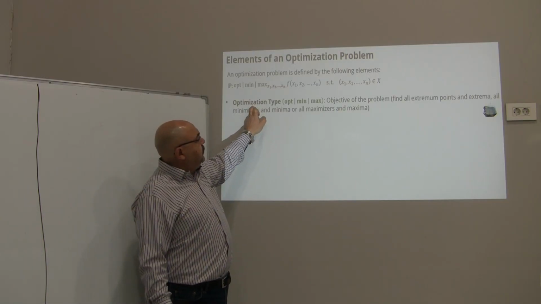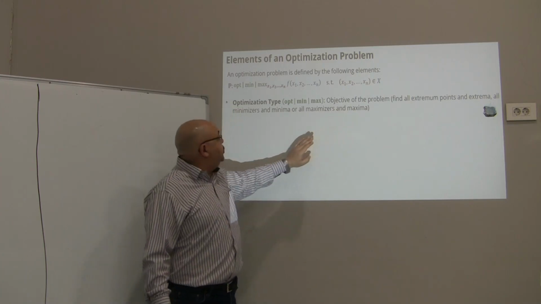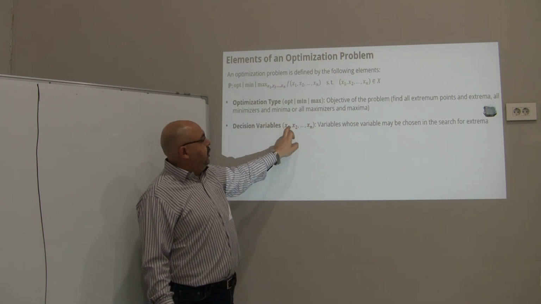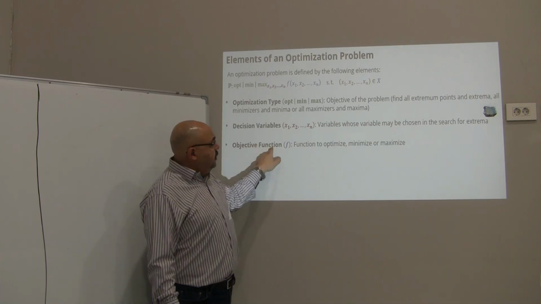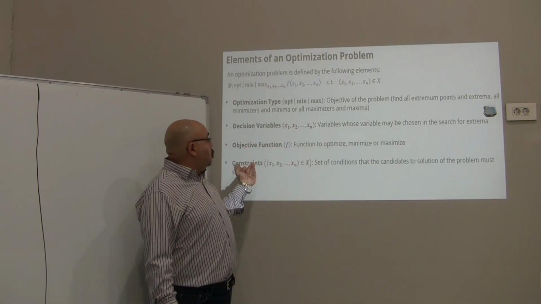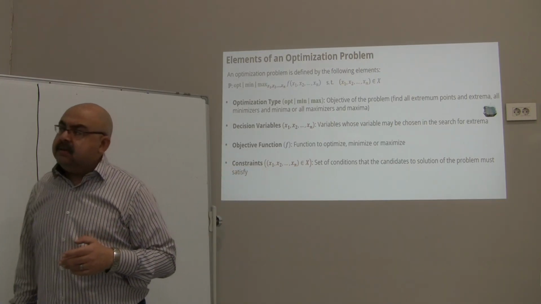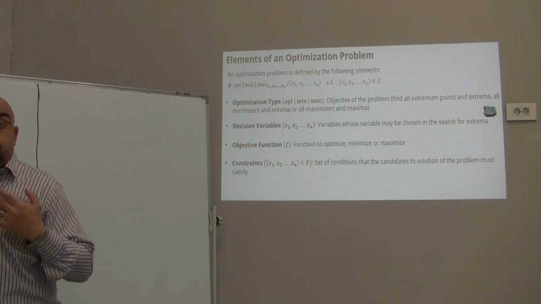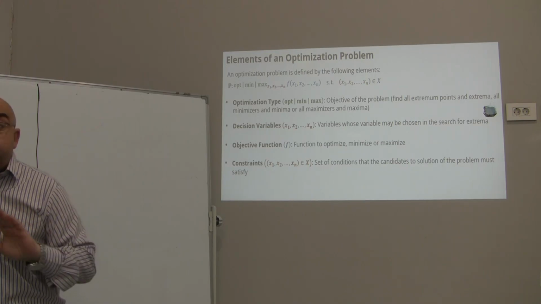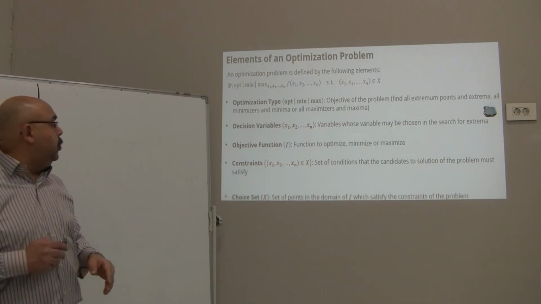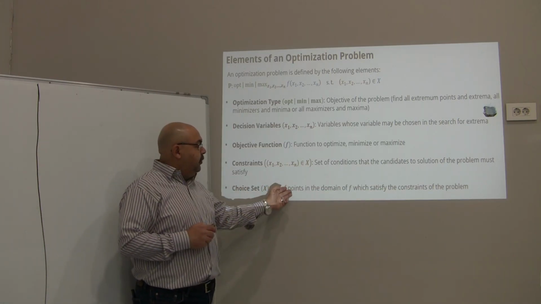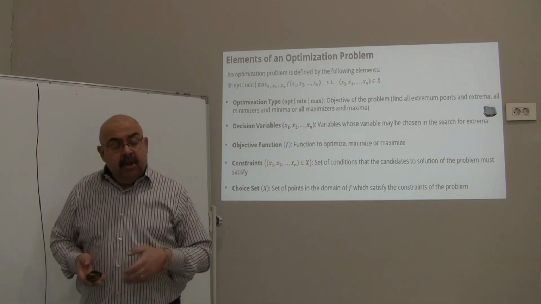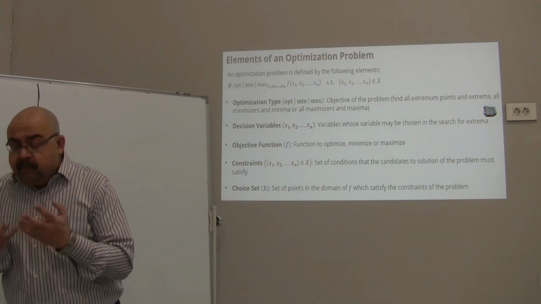So the optimization type: the objective function of the problem, find the extremums, minimizers, and so on. The decision variables are x1, x2, up to xn. These are the parts. The objective function f: optimize, minimize, or maximize. Constraints are conditions that are like the boundaries of your choice. Sometimes we are dealing with optimization with no constraints, and that's the case we are going to talk about next time. The choice set is the set of points in the domain which satisfy the constraints of the problem and achieve the objective of this problem. Mainly, any optimization problem is formed from two parts.